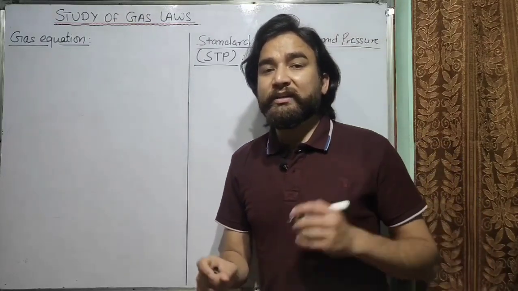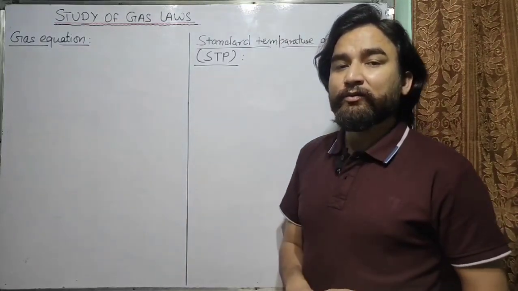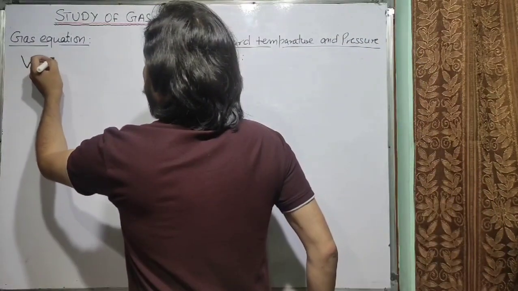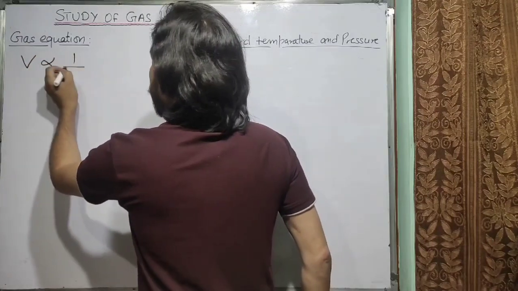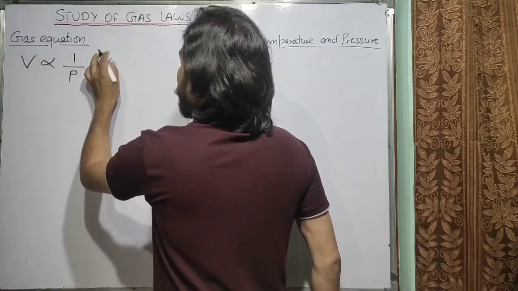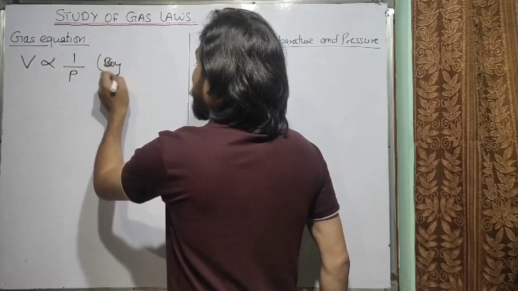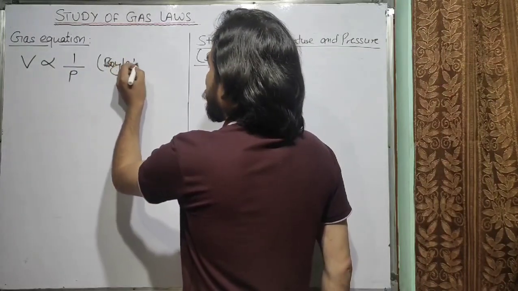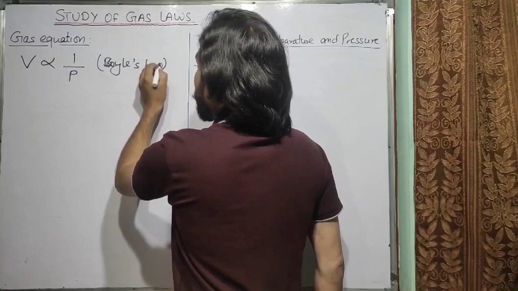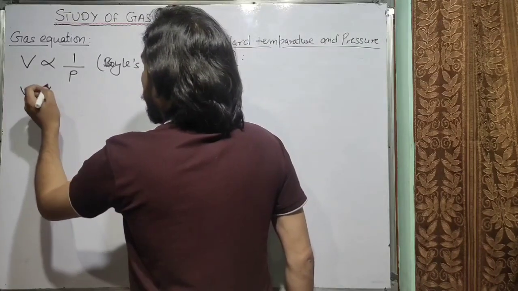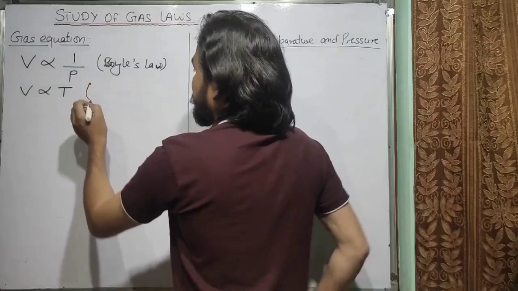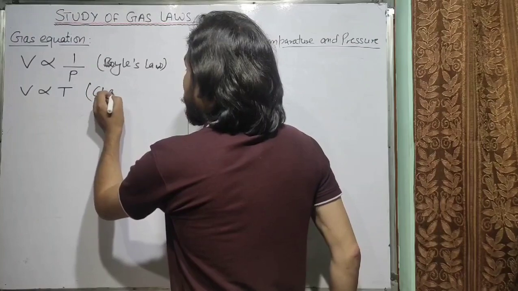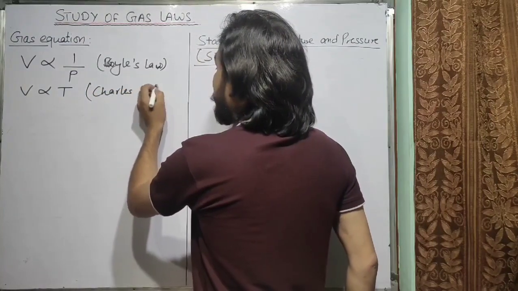So let's see how we get the gas equation. We can get the gas equation with the help of Charles' and Boyle's laws. We know that according to Boyle's law, if the temperature is kept constant, volume is inversely proportional to pressure. Similarly, there is another relationship, between volume and absolute temperature: volume is directly proportional to absolute temperature. This is stated by Charles' law. So we have two laws.